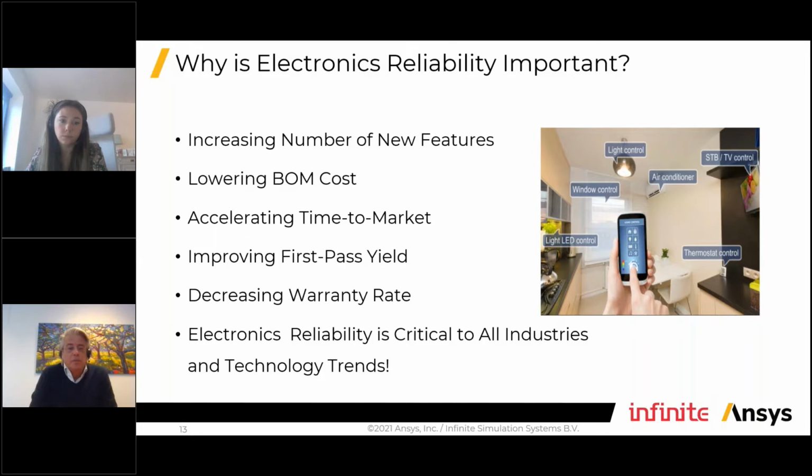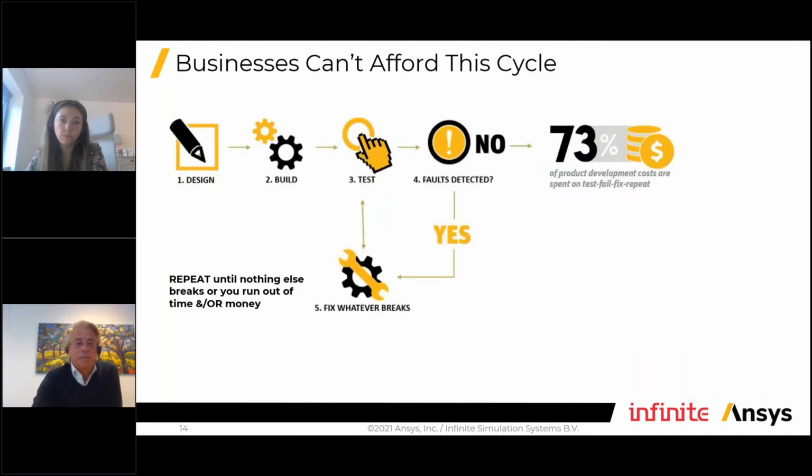All those things are getting more and more important because reliability is critical for all types of industries and technology trends. If you look at the old way of working, a sort of trial and error way of working, you design, you build, you test. Now it doesn't work, you have faults, you fix it, test it again, over and over. A lot of your development costs are placed in this procedure, and there you can improve some time and also costs.